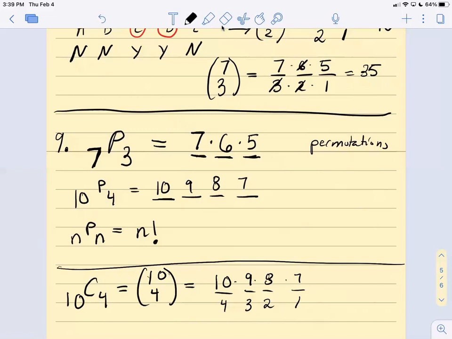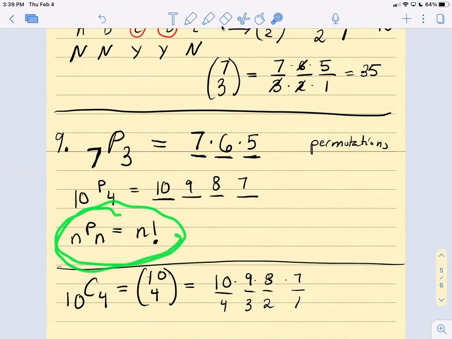So, how do we go about that or incorporate the equation from question 9? Yes, I'll get to that in a second. The other question is, are you okay with this fact? nPn is n factorial.